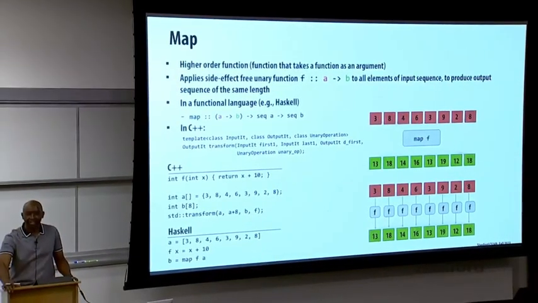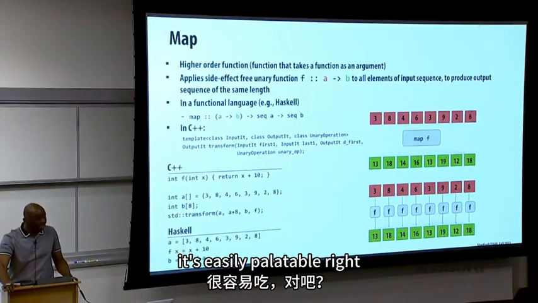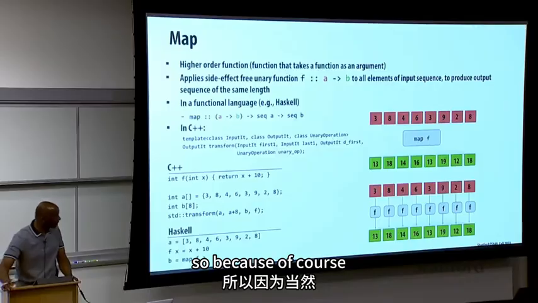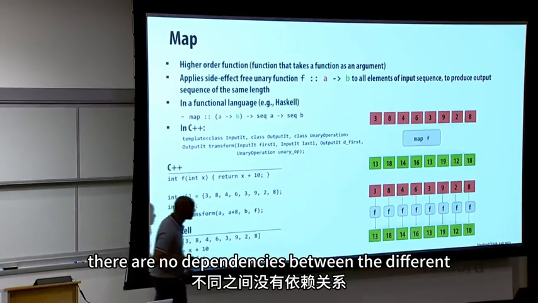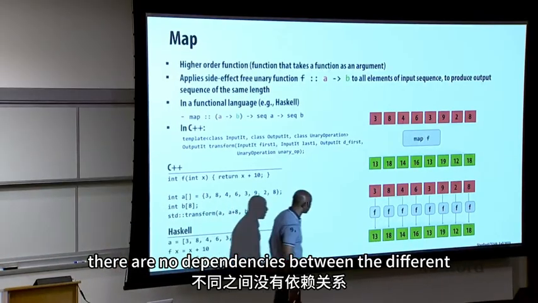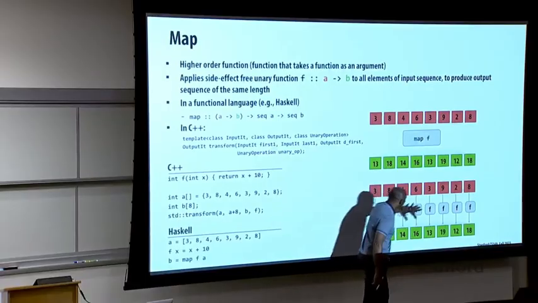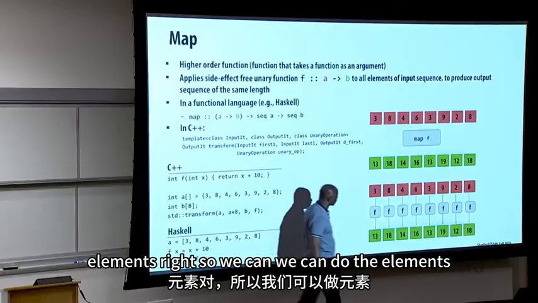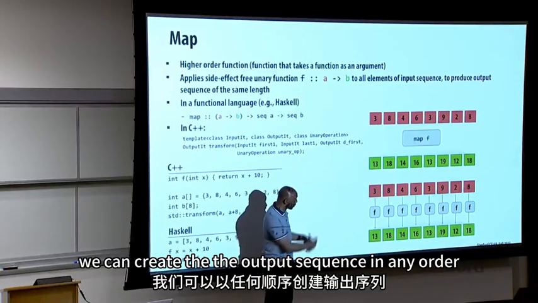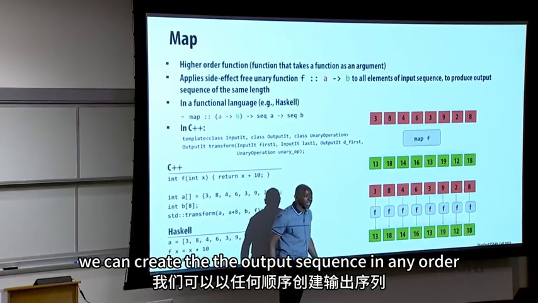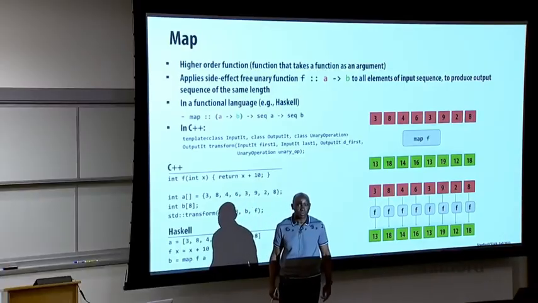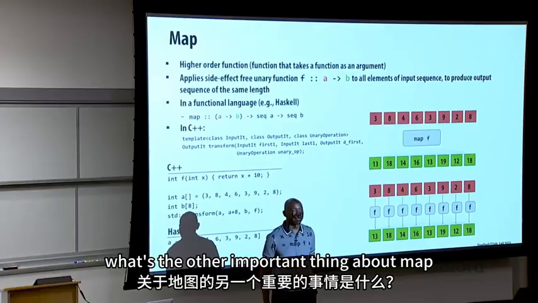It's easily parallelizable, right? Because, of course, we know there are no dependencies between the different elements, so we can create the output sequence in any order. What's the other important thing about map?